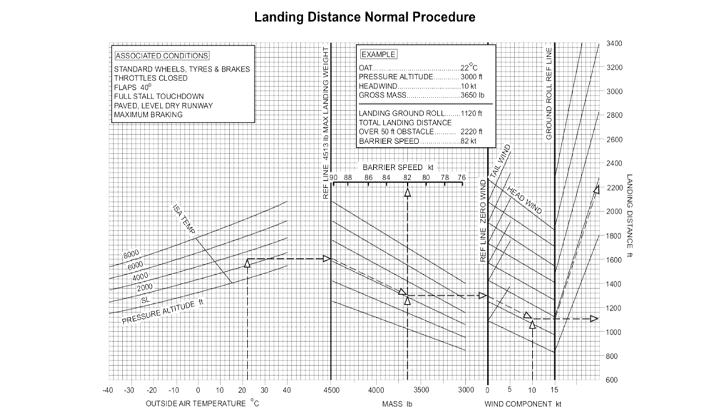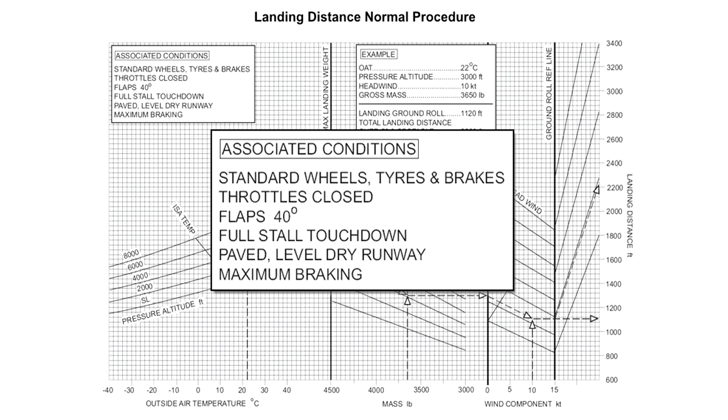The example graph we will use is figure 3.9 on page 21 of section 3 in CAP 698. Always take a look at the associated conditions first, paying particular attention to the power and flap settings as shown here. Also notice that this graph assumes a runway which is paved, level, and dry. If the runway conditions required for a given calculation are different, corrections will need to be made to the values that this graph will give. We saw these correction factors earlier.